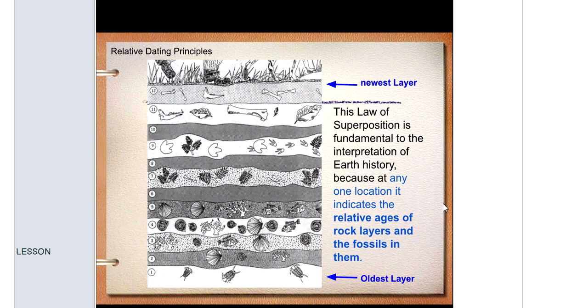Here's an example of superposition in some rock layers with some different fossils. So if you're looking at fossils, you would be able to tell me that the fern leaves in layer 7 are younger than these organisms in layer 1, but they are older than these bones in layer 11. So you have to look at where it's at in the column. Oldest is on bottom, youngest is on top.